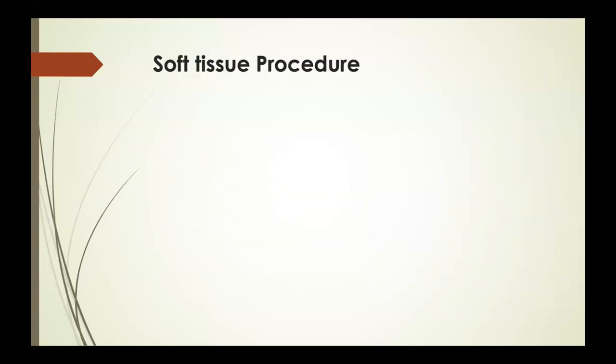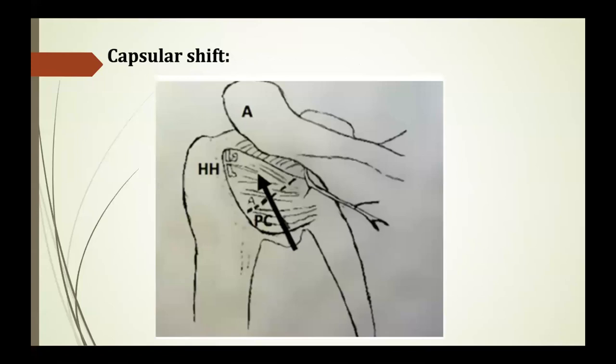Now we are coming to all the soft tissue procedures we are going to discuss. First is the capsular shift. During the capsular shift procedure, the surgeon tightens and repositions the capsule, a fibrous structure that surrounds and stabilizes the shoulder joint. By manipulating the capsule, the surgeon aims to restore the stability of the shoulder joint and reduce dislocation. The capsular shift was first done by Neer and Foster in 1980. This procedure aims at reducing capsular and ligamentous redundancy when Bankart repair has previously failed.